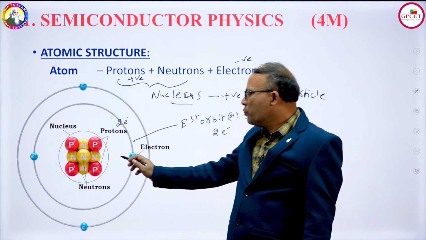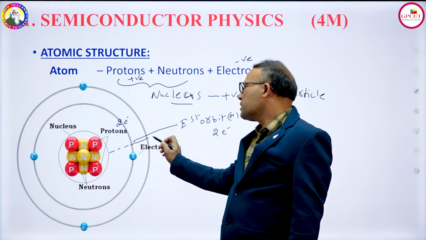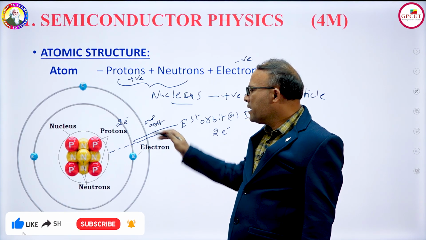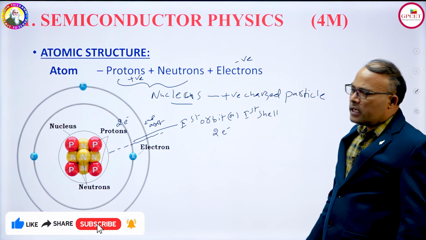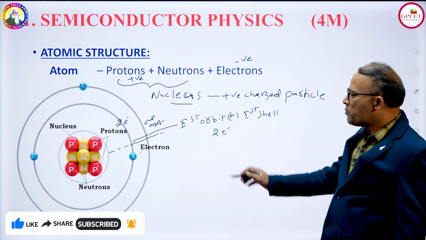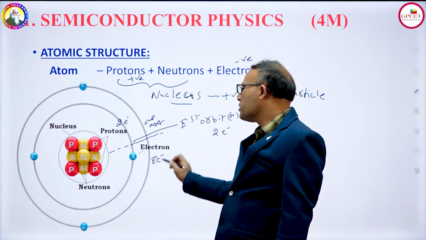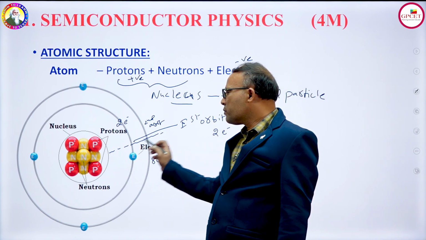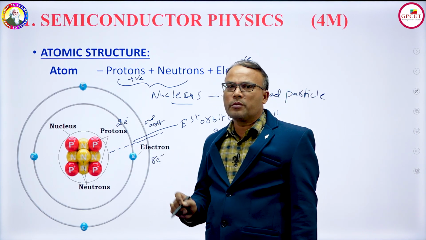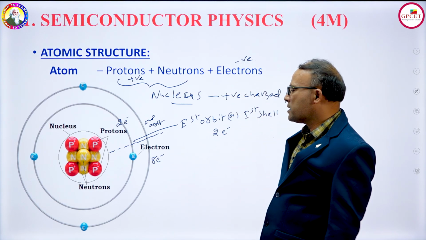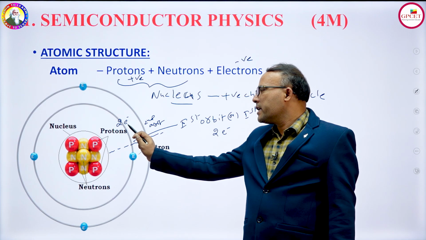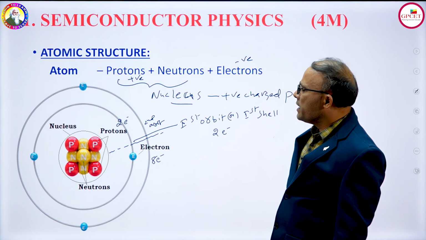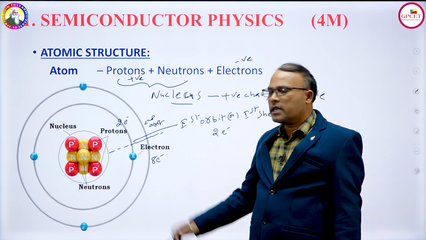Similarly, as you move farther away from the nucleus, you have the second orbit, or second shell, which again contains electrons revolving around the nucleus. How many electrons are there in the second orbit? Again, it is 8 electrons. As you move farther away from the nucleus, the energy possessed by each orbit goes on increasing. The first orbit has only 2 electrons, so you can take, for example, 2 joules of energy in the first orbit, and similarly 8 joules of energy in the second orbit.